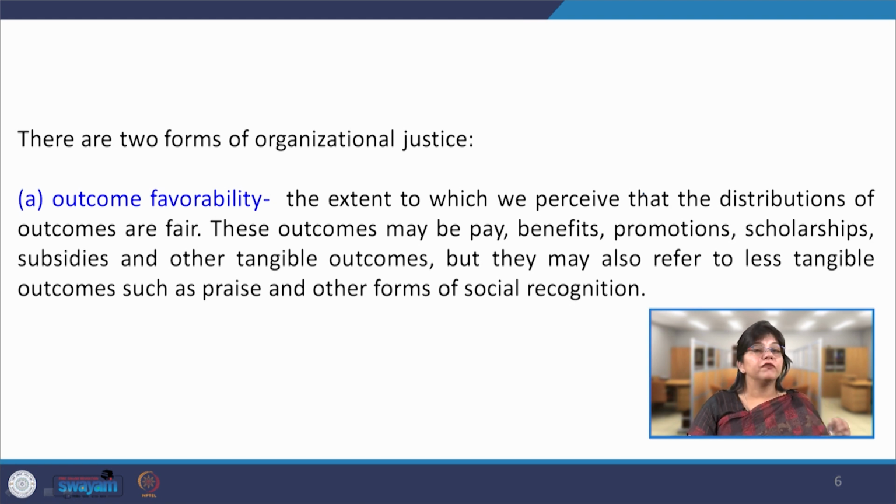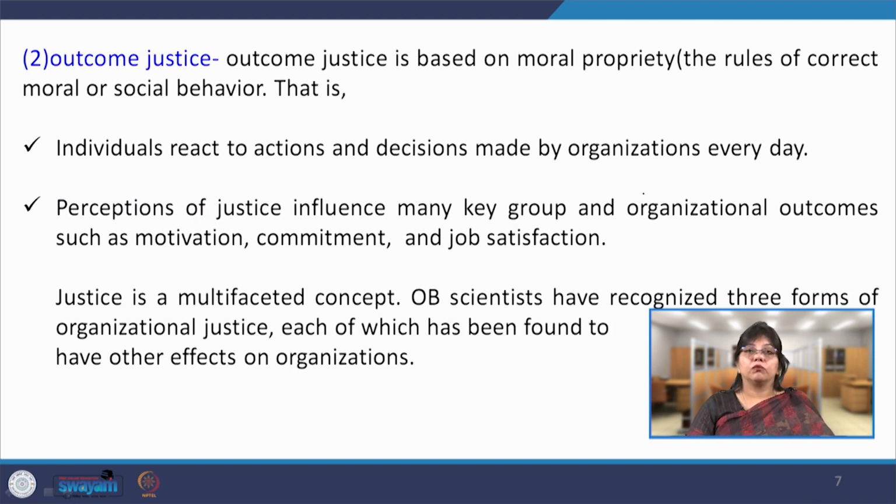So, outcome favorability is how the authorities have decided to favor you based on your input. The favor that you receive is the outcome favorability in terms of organizational justice. This can be praise, promotion, scholarship, benefit, or pay. Next is outcome justice. This is another form of organizational justice. Outcome justice is based on moral propriety, the rules of correct moral or social behavior.